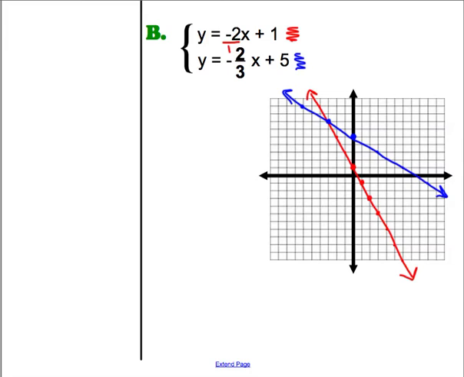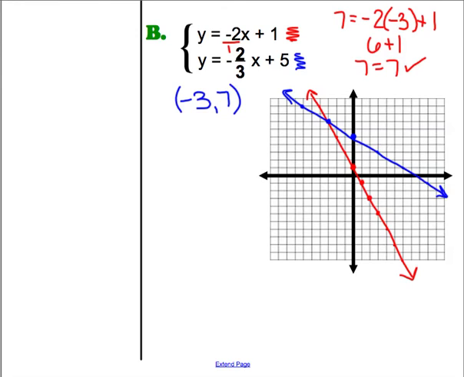And I see here my ordered pair where this crosses is negative 1, 2, 3, and then we go up 1, 2, 3, 4, 5, 6, 7. So hopefully I counted right. So let's go ahead and check this. So we have 7 equals negative 2 times negative 3 plus 1. Negative 2 times negative 3 is 6, plus 1, 7 does equal 7. So it checks out in the red equation.